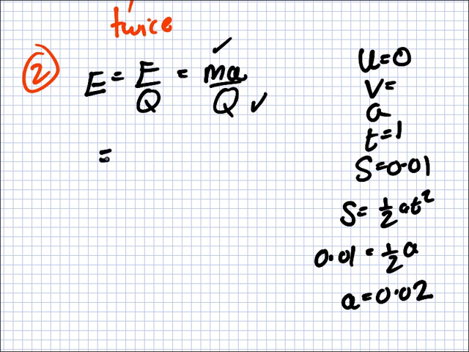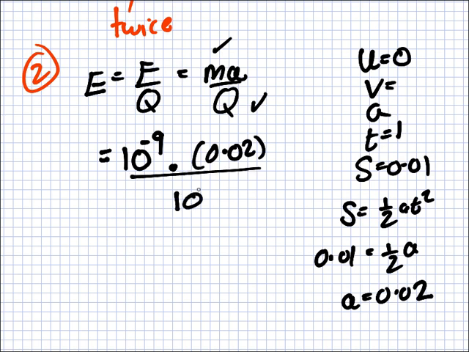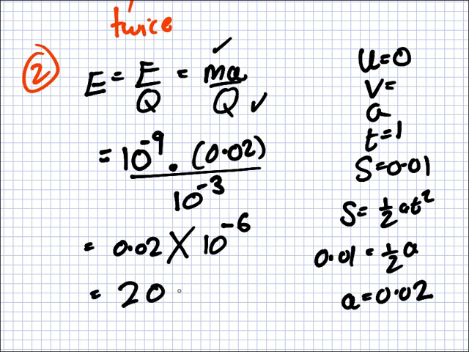So this is M. M is 1 microgram times A, which is 0.02, over Q, which is 10 to the minus 3. So that's 0.02 times 10 to the minus 6 over 10 to the minus 3, which is 20 times 10 to the minus 9 newtons per coulomb. Or in other words, 20 nanonewtons per coulomb.